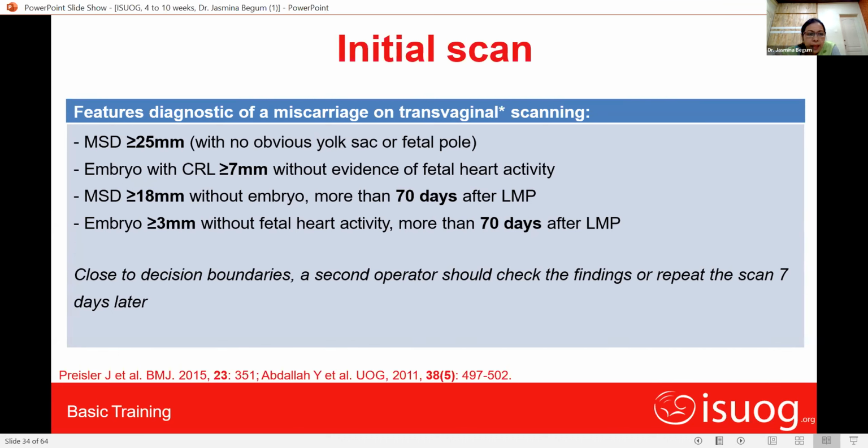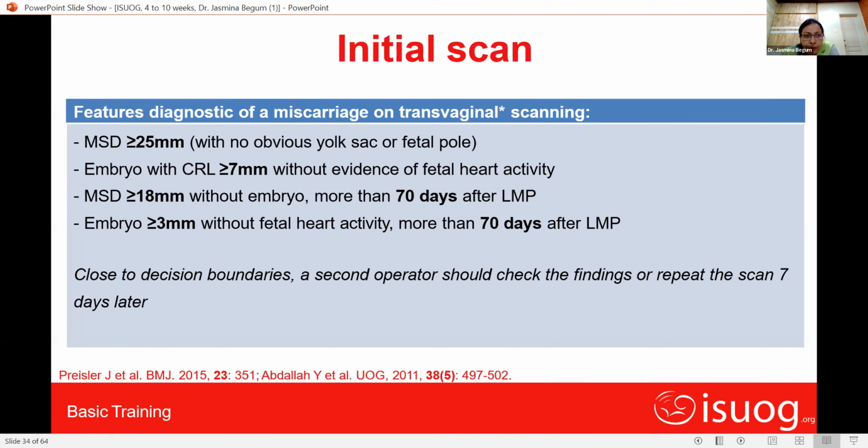If at the initial scan the embryo is more than or equal to 7 millimeter without any evidence of fetal cardiac activity, or if a woman has regular menstruation and comes with a positive pregnancy test at 70 days after her LMP, and the scan shows a mean sac diameter of more than or equal to 18 millimeter and you're not getting an embryo, or you're getting an embryo of more than or equal to 3 millimeter but not getting fetal cardiac activity, then it is a case of miscarriage, and you can label it. But still, if you're not sure, don't jump into the diagnosis of miscarriage.